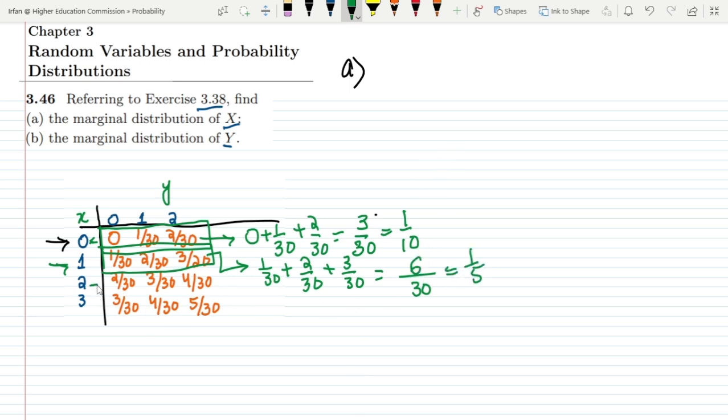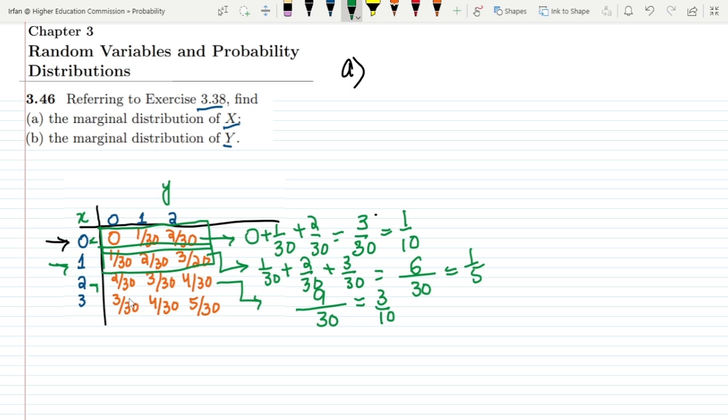Okay, similarly here x is 2, so adding the values of y here, I will have 2/30, 3/30 and 4/30. Adding them all together, the LCM of it will be 30, and 2 plus 3 plus 4 is, how much is this? This is 9/30. Okay, so it will become 3/10.